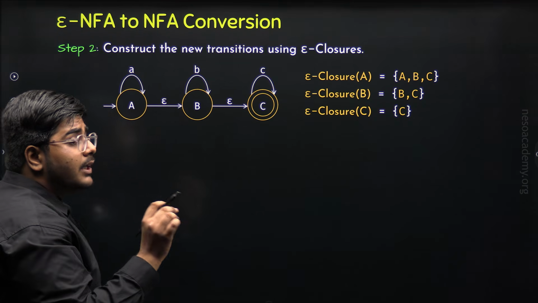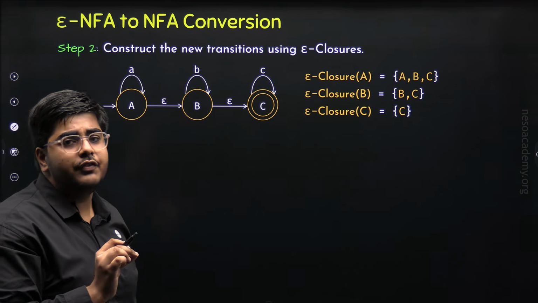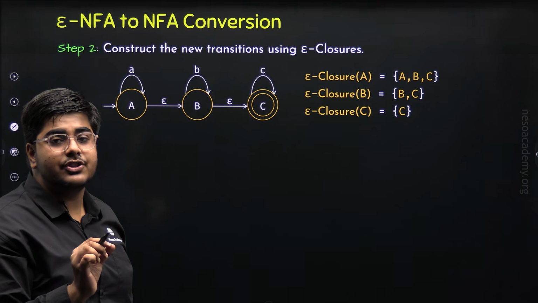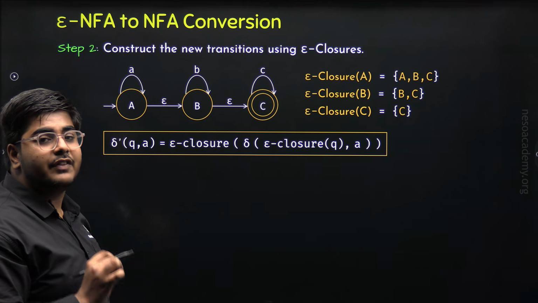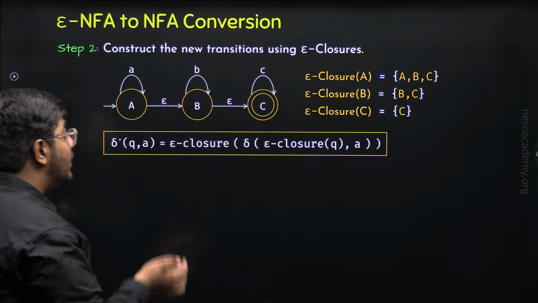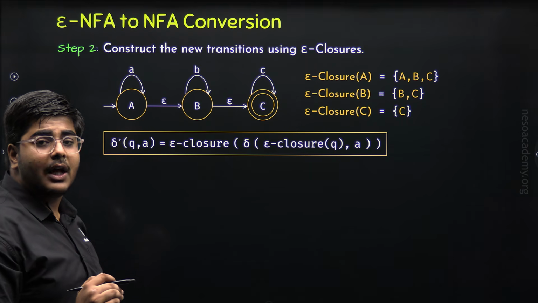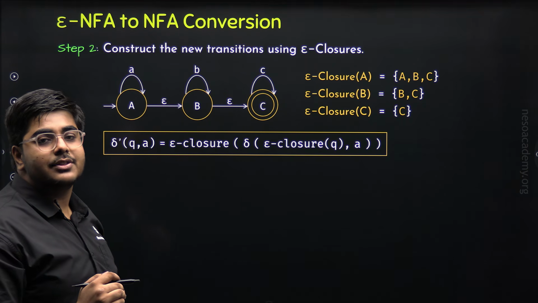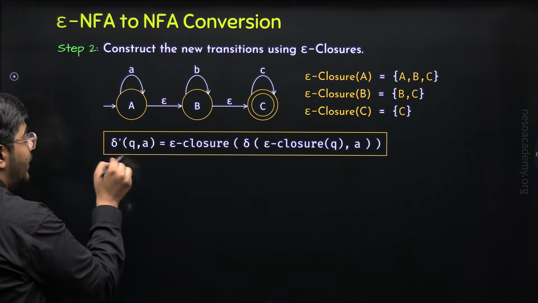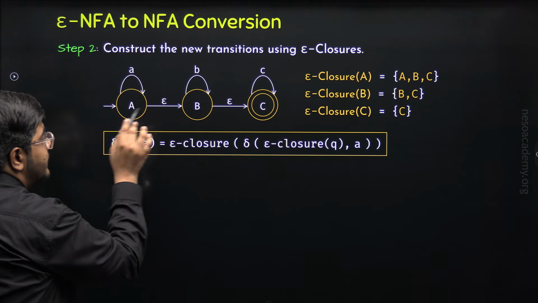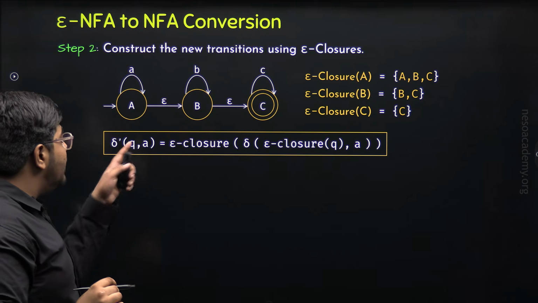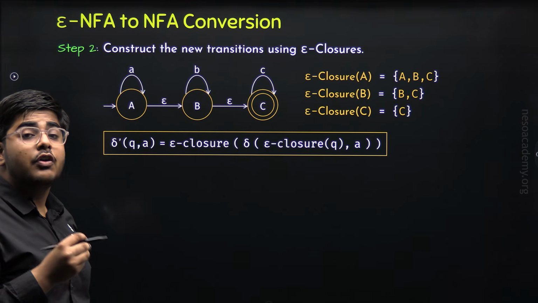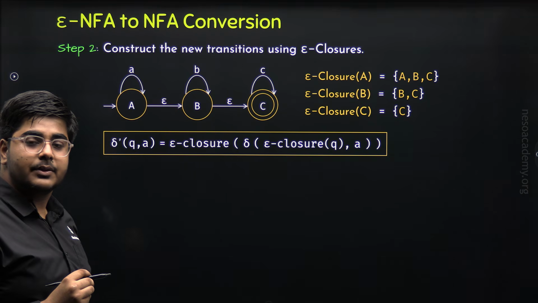If you remember, I have given you an important formula for finding the new transitions of our NFA. This is the formula that I have given to you. And now, we need to simply apply this formula to find all the new transitions. Here, Q will be replaced by the state for which we are finding the new transition, and A will be replaced by the input symbol for which we are finding the new transition.